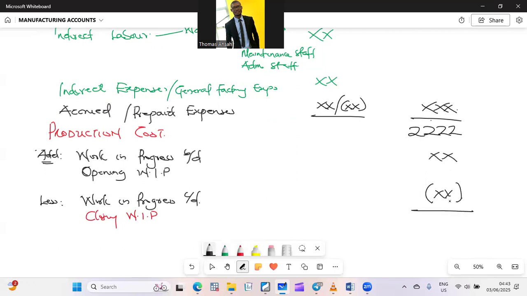All right. So that you are having the final figure to actually take it to your trading account. Basically, that is that. All right. So, ladies and gentlemen, this is the structure of the manufacturing part. That's the structure of the manufacturing part.